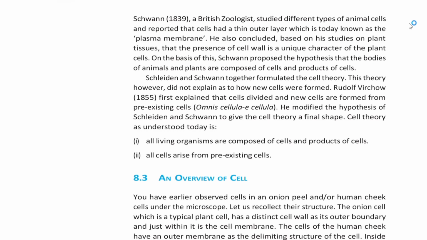Schleiden and Schwann together formulated the cell theory. This theory, however, did not explain how new cells were formed. Rudolf Virchow in 1855 first explained that cells divide and new cells are formed from pre-existing cells, that is, omnis cellula e cellula. He modified the hypothesis of Schleiden and Schwann to give the cell theory its final shape. Cell theory as understood today is: first, all living organisms are composed of cells and products of cells, and second, all cells arise from pre-existing cells.